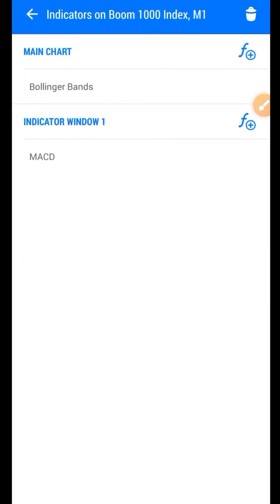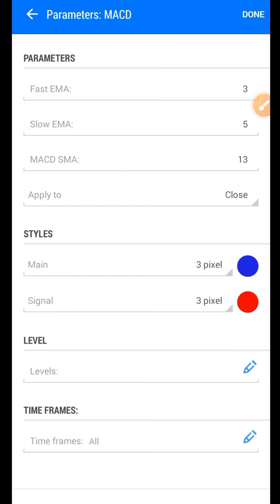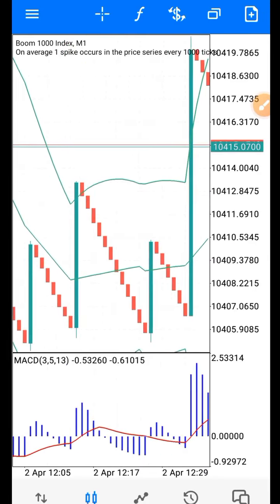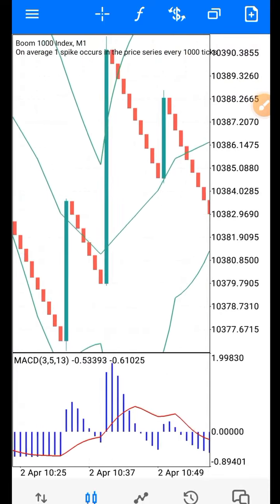The next indicator is the Moving Average Convergence Divergence, which is MACD. Under the MACD we have fast EMA 3, slow EMA 5, MACD SMA 13, apply to close, main three signals. You can use any pixel and any color of your choice here. If you have done this, click on done, then go to your charts. You must be able to see something like this on your chart.